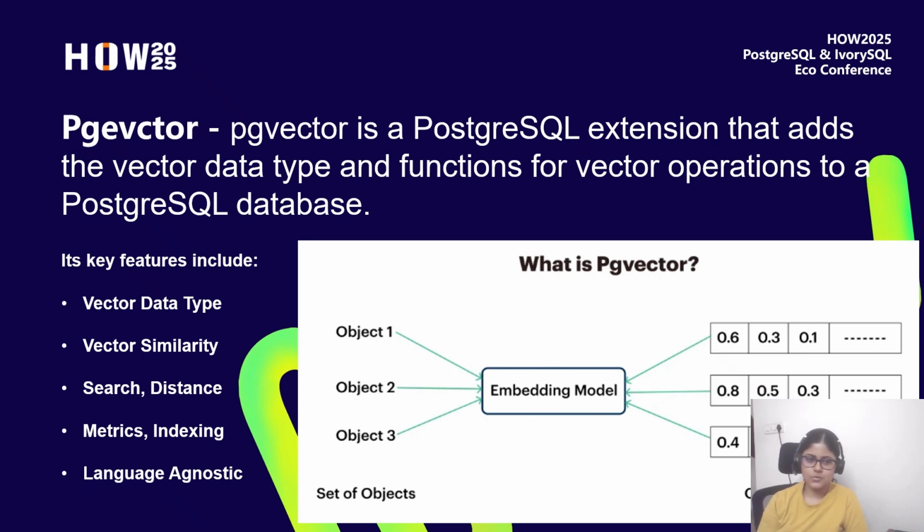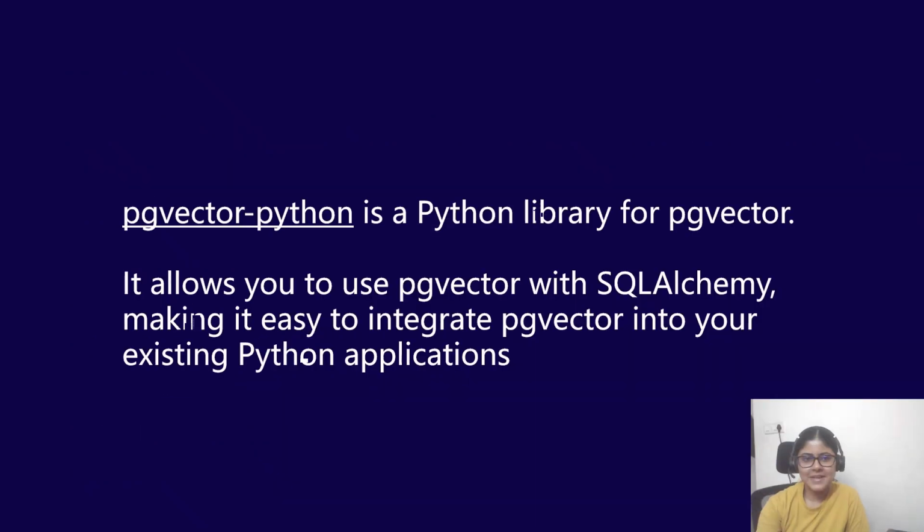So this is how pgvector works, and I think most of you would have been trying it out with the buzz around AI these days. And if you are a Python developer like me, then pgvector-python is a library that helps you get that pgvector extension into your Python. It uses SQLAlchemy and is very easy to incorporate and work with in your Python applications.